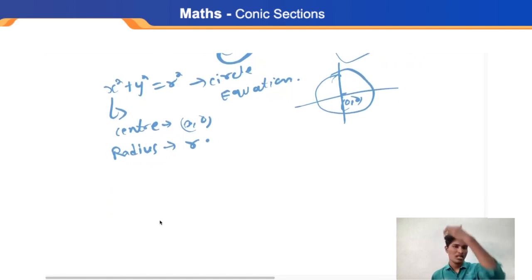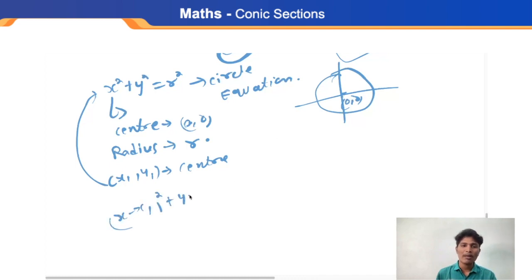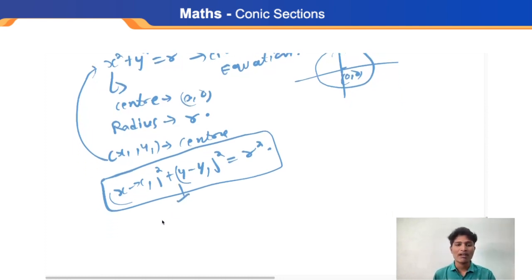Very important. Suppose the center is not at the origin, but somewhere else, say x1 comma y1. Now the equation transforms simply by shifting the origin: x minus x1 whole square plus y minus y1 whole square is equal to r square. This is the main important thing you have to understand. In this equation, the center of the circle is x1 comma y1 and the radius is r.